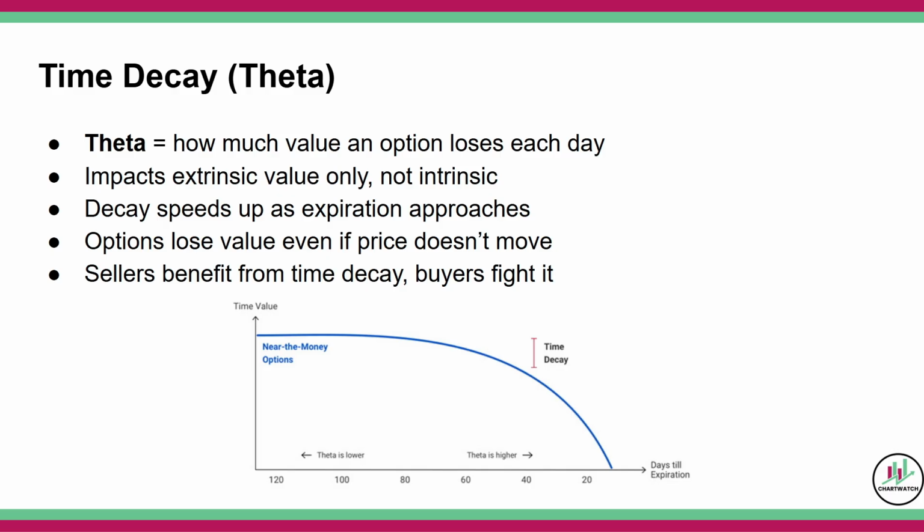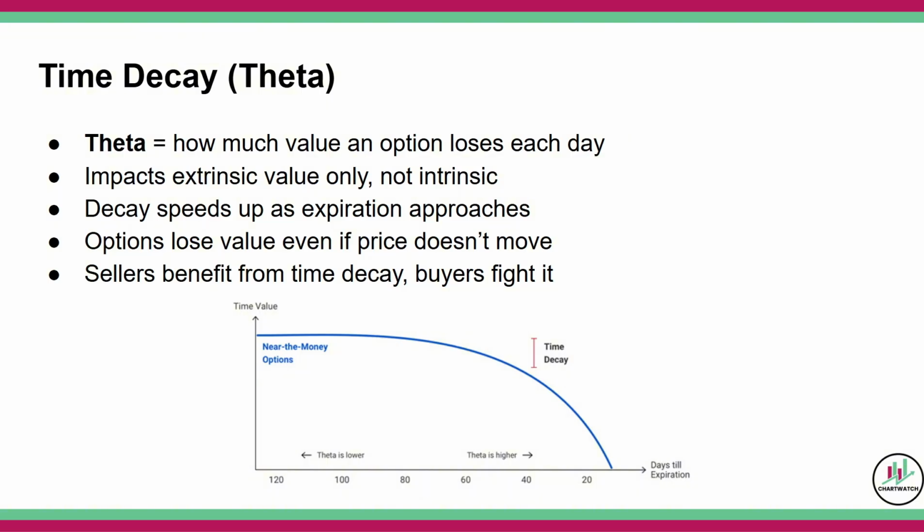So for instance, let's say you buy a call option for $3 and it has a theta of negative 0.05. That means even if the stock doesn't move at all, the option is expected to lose 5 cents in value overnight, and tomorrow it might be worth $2.95, and so on. This decay accelerates as the option approaches expiration, as you can see in the chart. In the final days, it can drop fast, sometimes by the hour. That's why short-dated options can feel like they bleed out very, very quickly if the move doesn't happen fast enough.